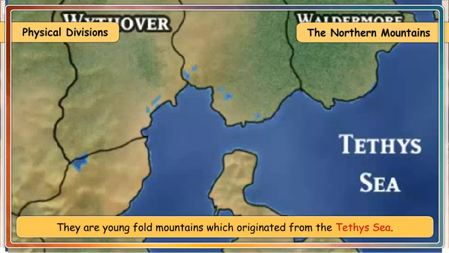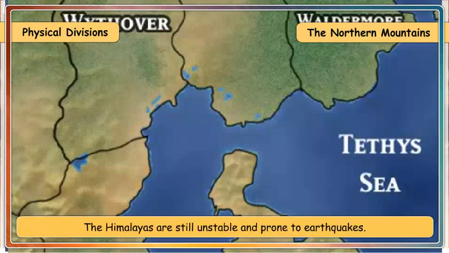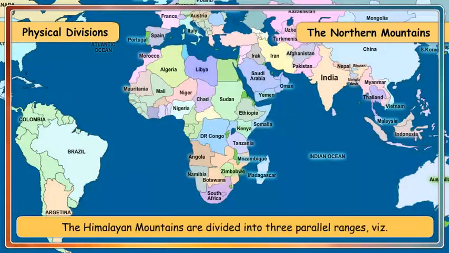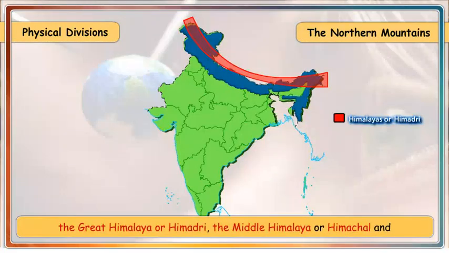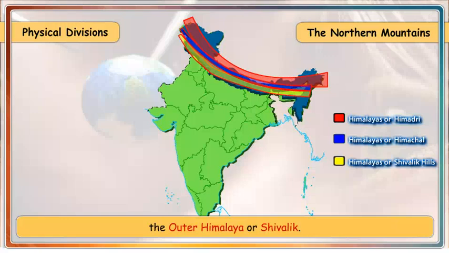They are young fold mountains which originated from the Tethys Sea. The Himalayas are still unstable and prone to earthquakes. The Himalayan mountains are divided into 3 parallel ranges: the Great Himalaya or Himadri, the Middle Himalaya or Himachal, and the Outer Himalaya or Shivalik.